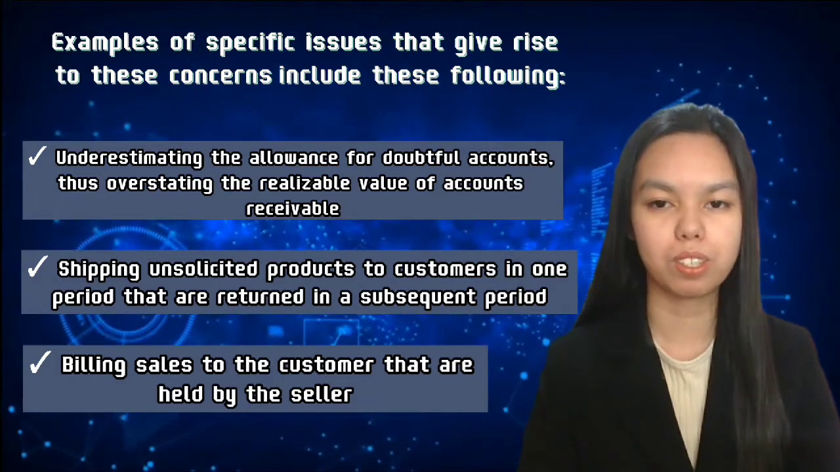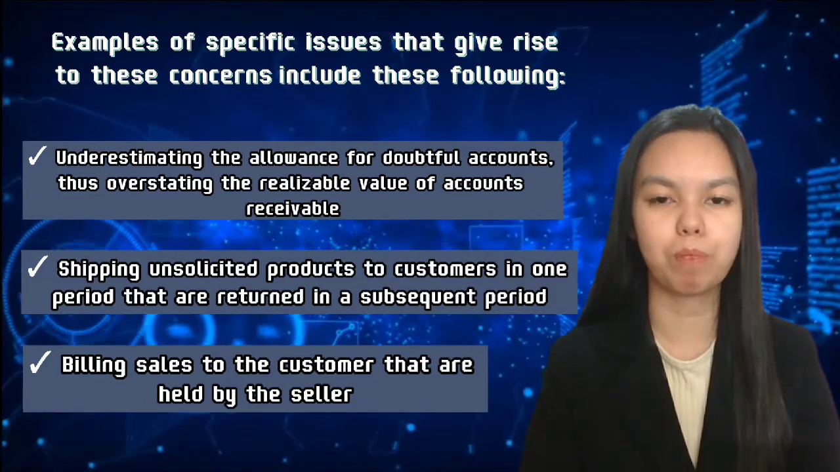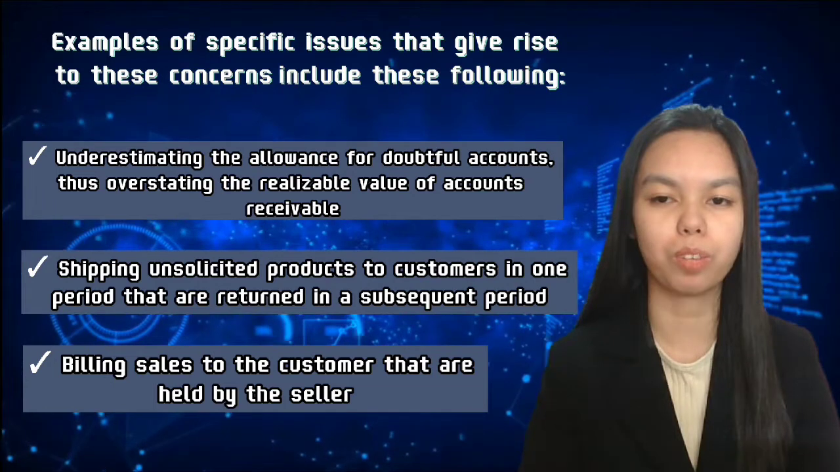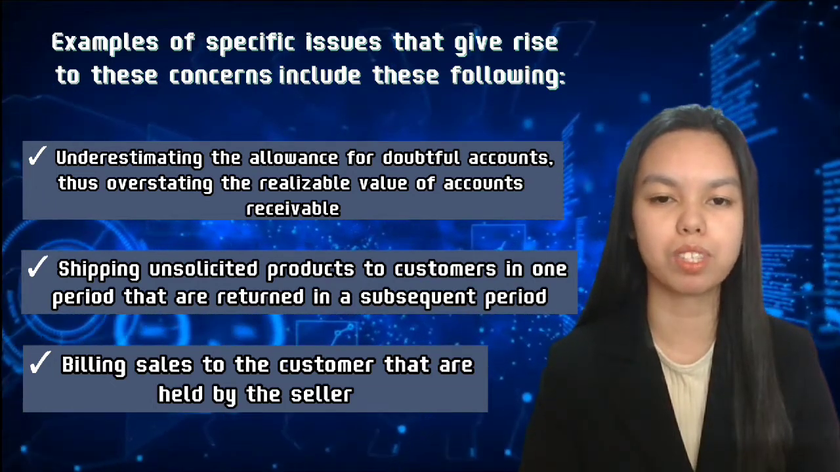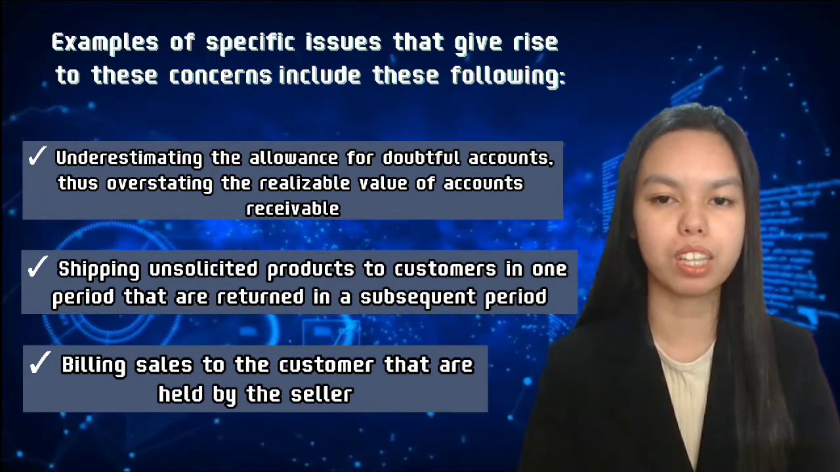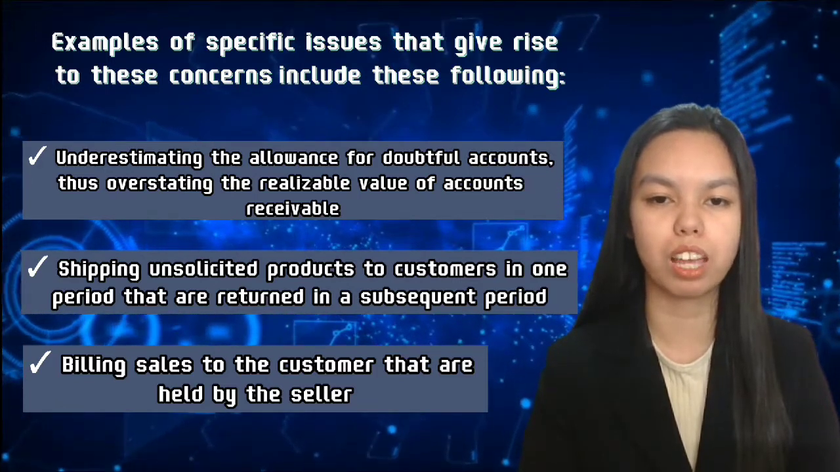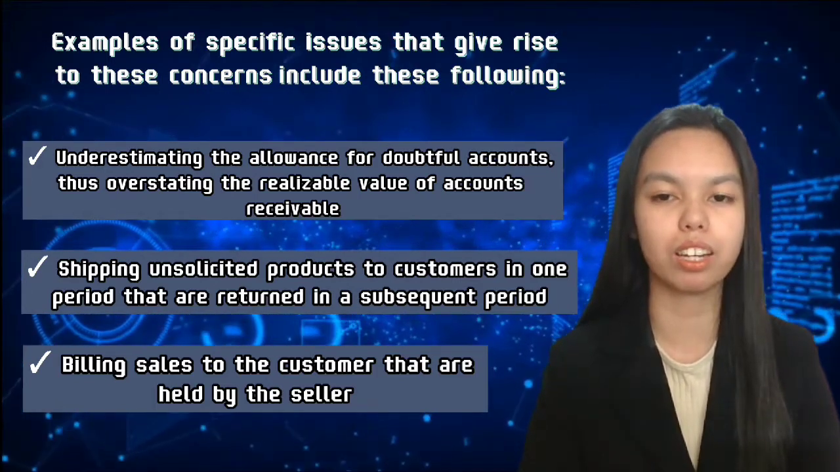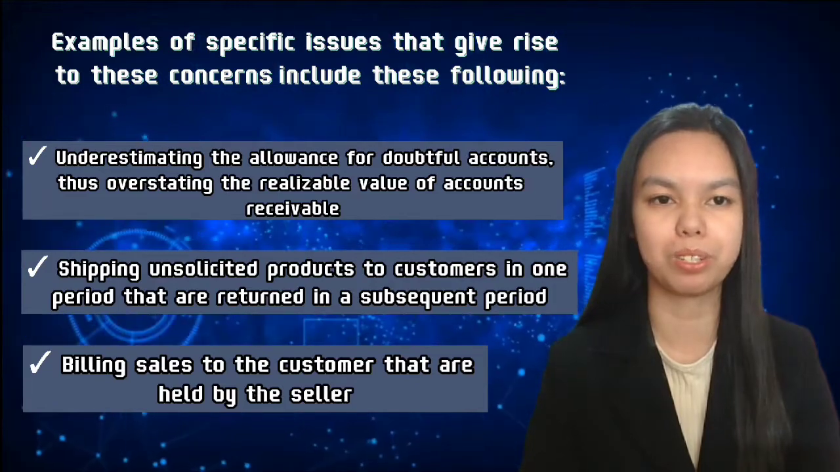In resolving these concerns, the auditor will seek evidence by performing a combination of tests of internal controls and substantive tests. Tests of controls include testing both general controls and application controls specifically related to the revenue cycle procedures.